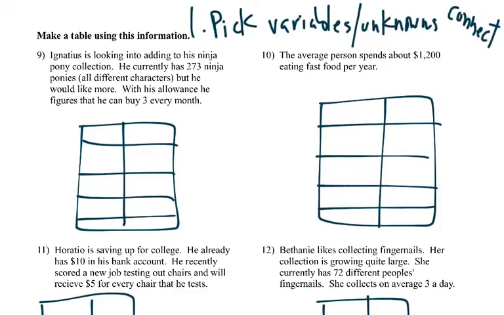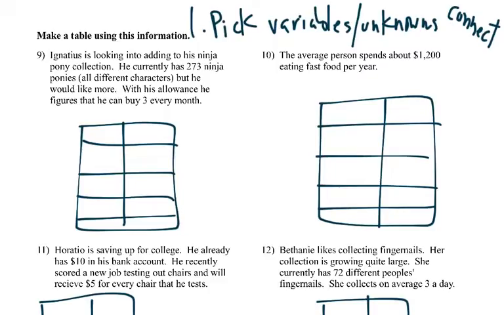So I look at number 9. Ignatius is looking into adding to his Ninja Pony collection. He currently has 273 Ninja Ponies, all different characters, but he would like more. With his allowance, he figures that he can buy 3 every month. So, what are our unknowns? Okay, well, I guess our unknown is how many more ponies is he going to buy? Okay, we don't know that.